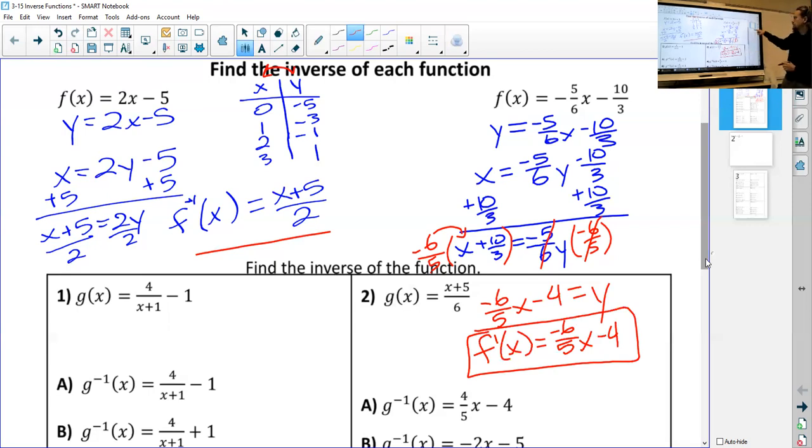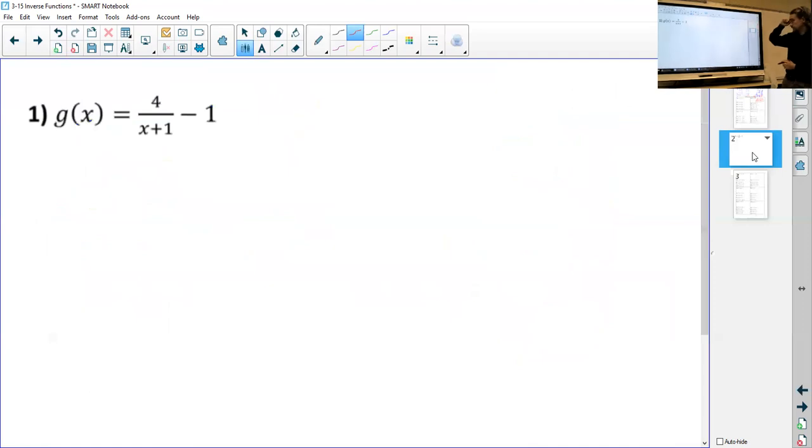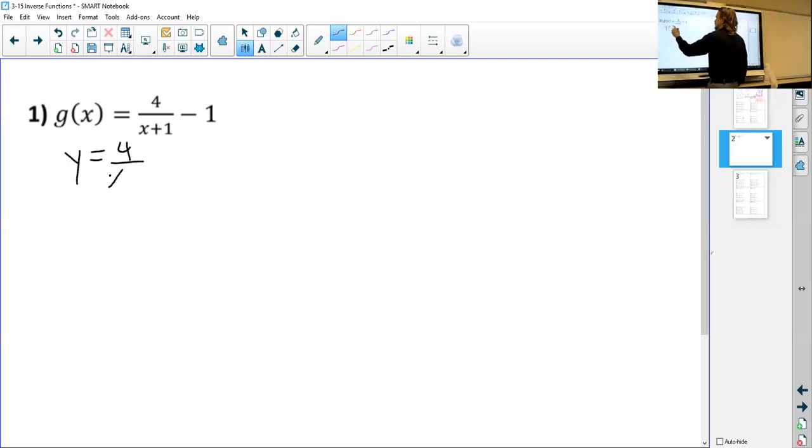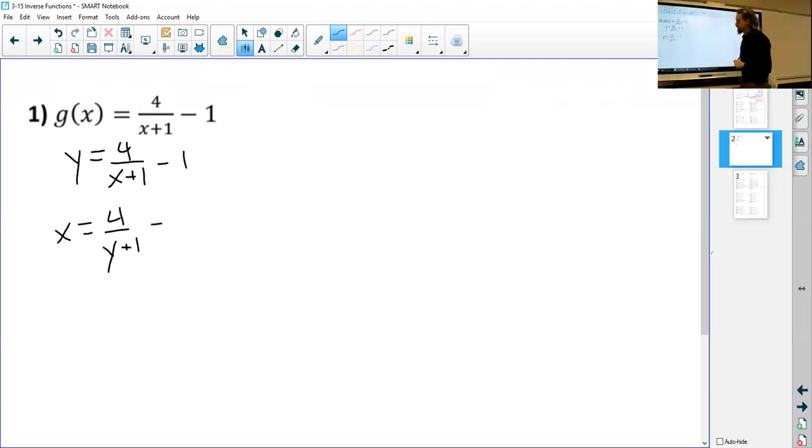Okay, one more, because this one's a little bit trickier. So we have g of x equals 4 over x plus 1, minus 1. Looks a little fancy. So I'm going to rewrite this. y equals 4 over x plus 1, minus 1. And then I'm going to swap x and y. So x equals 4 over y plus 1, minus 1.